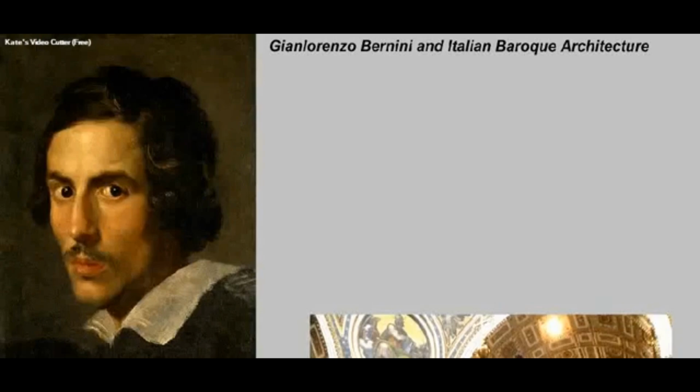This lecture is entitled Gian Lorenzo Bernini and Italian Baroque Architecture. And the image on your screen is a portrait of the young Gian Lorenzo Bernini, who you've already been introduced to as a sculptor. And you should know that he was one of the rising stars of Baroque Rome. He was a very successful sculptor. And today we're going to look at Bernini as an architect.